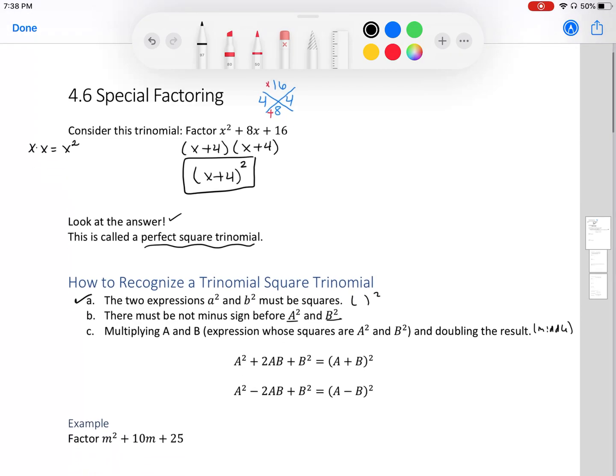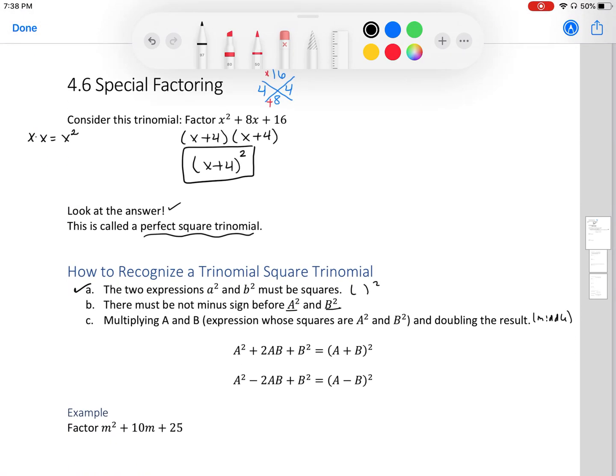And here you have your formulas. So we have a squared plus 2ab plus b squared is the same as a plus b squared. And a squared minus 2ab plus b squared equals a minus b squared.